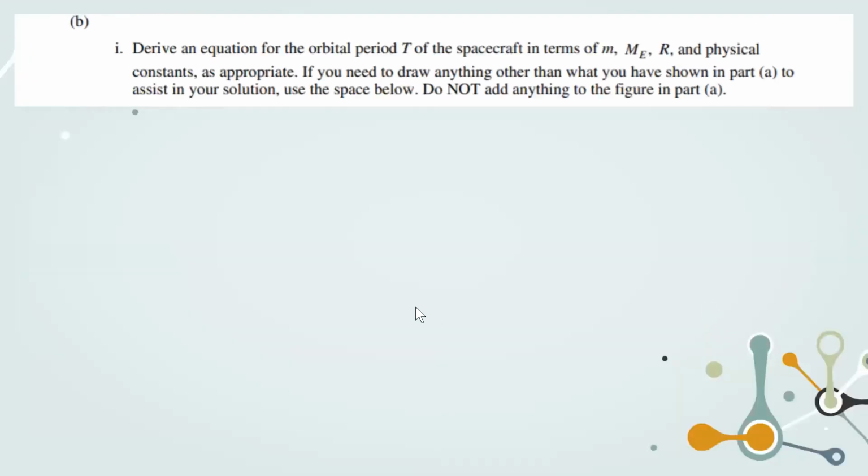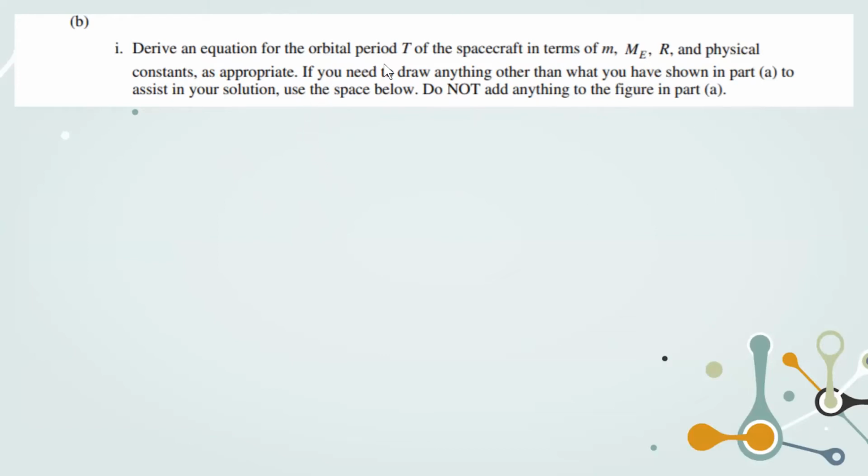Part B, Part I. Derive an equation for the orbital period t of the spacecraft in terms of m, me, r, and physical constants as appropriate. If you need to draw anything other than what you have shown in Part A to assist in your solution, use the space below. Do not add anything in the figure in Part A.